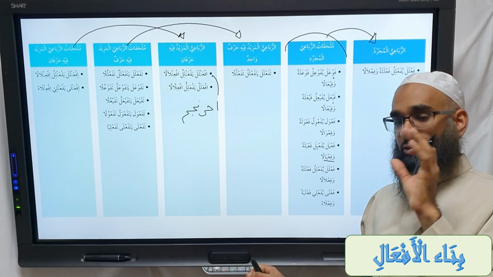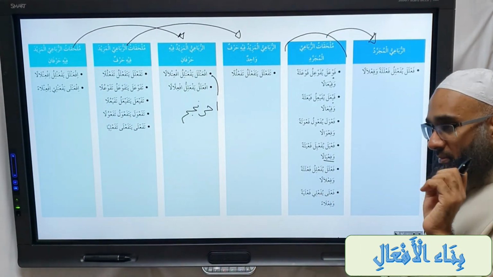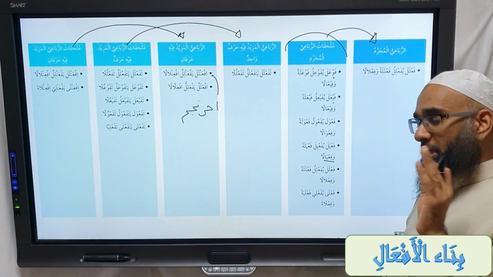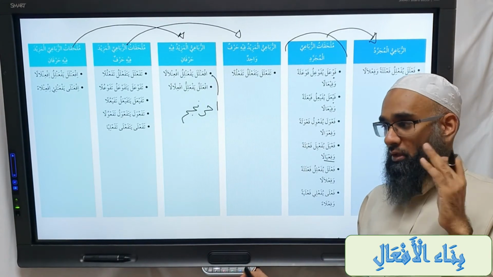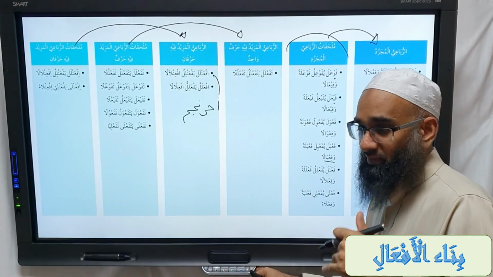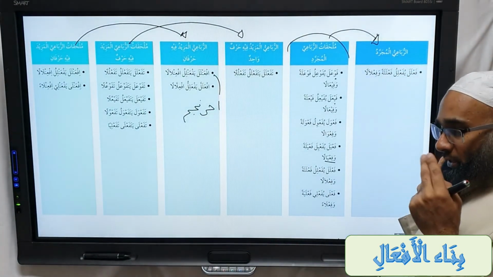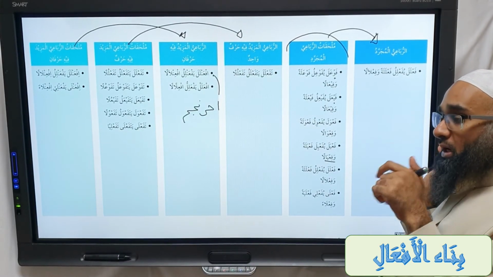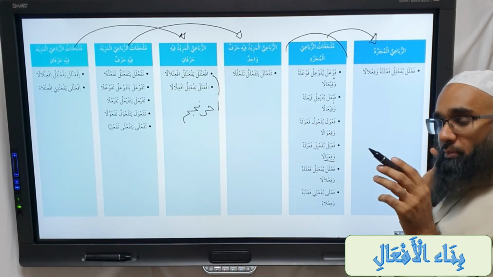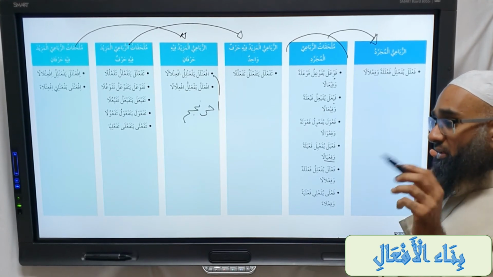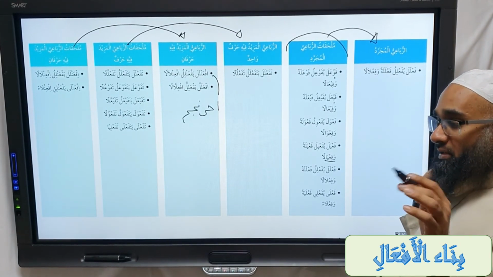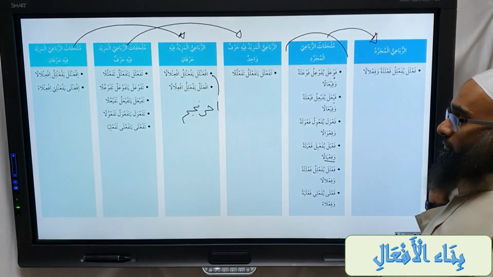So you have ثلاثي and رباعي. ثلاثي مجرد and ثلاثي مزيد فيه. مزيد فيه is 1, 2 or 3 additional letters. The مزيد فيه either has 1 additional letter or 2 additional letters. You can have ملحقات في رباعي مجرد, ملحق برباعي مجرد زيد فيه حرف, أو ملحق بالرباعي زيد فيه حرفان.